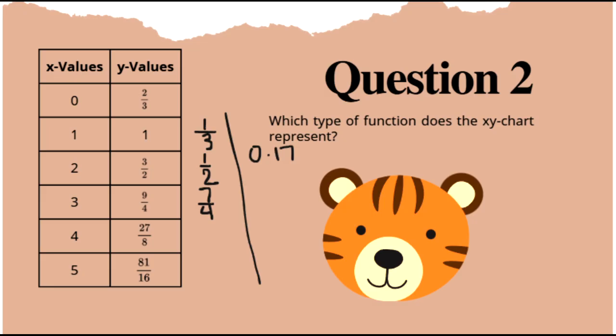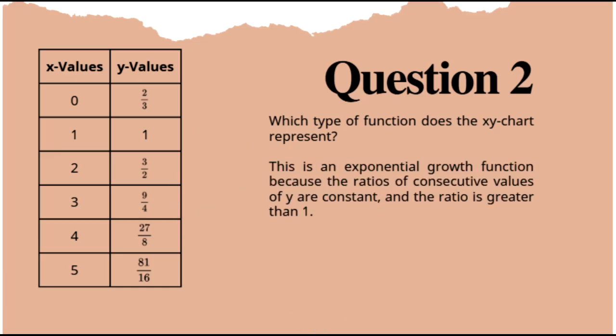Minus 0.5 gives us 1.25. Okay, so the second differences don't work. You know what that tells me? There's only one option left, and that has to be exponential, which means we're multiplying. Now it only wants to know what type of function it is, so I don't have to figure out what the ratio is. So I'm just going to go exponential and move on.